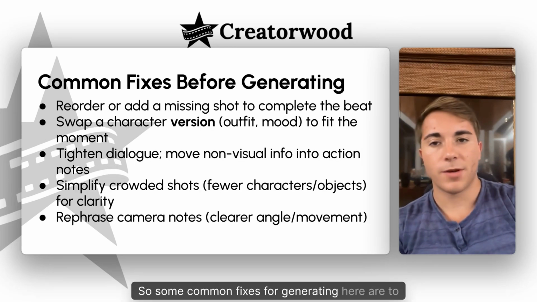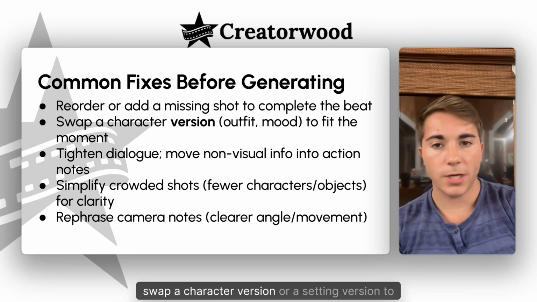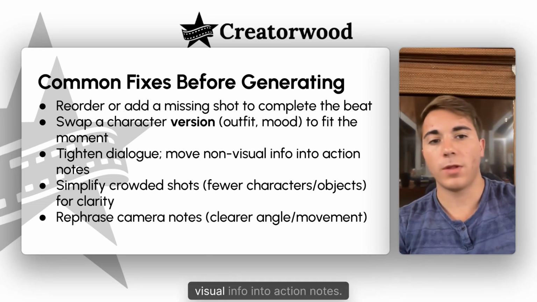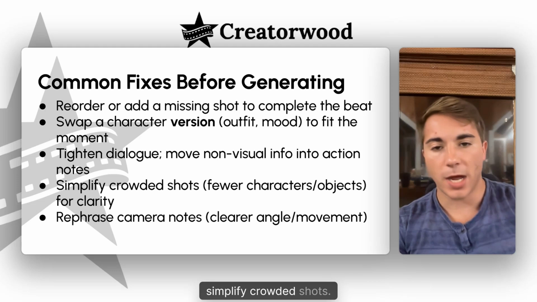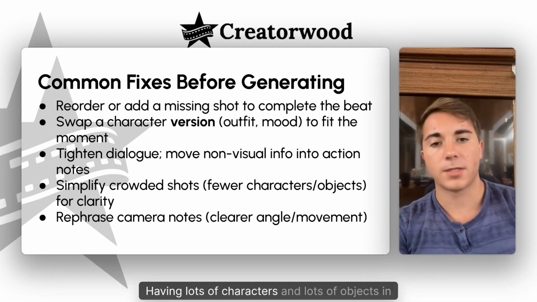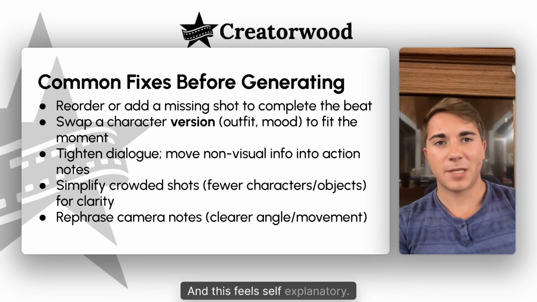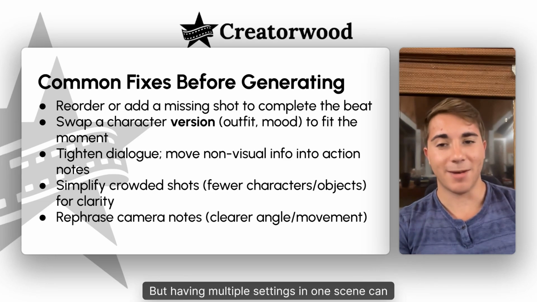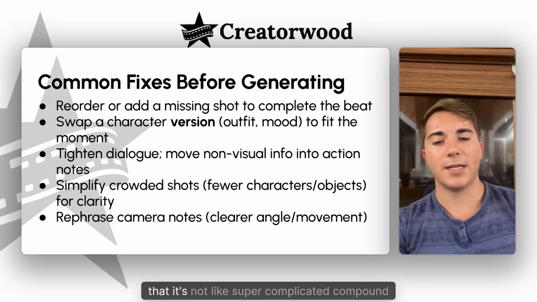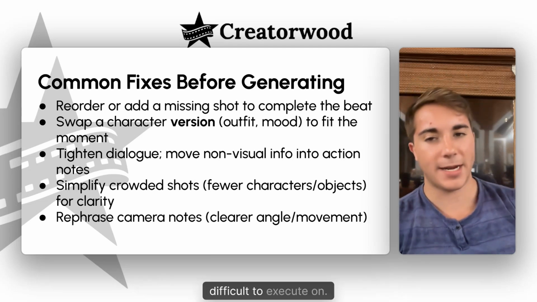So some common fixes for generating here are to reorder or add a missing shot to complete the beat, swap a character version or a setting version to fit the moment, tighten dialogue, or move non-visual info into action notes, and simplify crowded shots. Ultimately, fewer characters and objects for clarity is best. Having lots of characters and lots of objects in one shot can confuse the models. And this feels self-explanatory, but having multiple settings in one scene can really confuse the models. So that's important too. And then ultimately rephrasing camera notes so that it's not super complicated compound camera movements in one shot. That will be difficult to execute on.